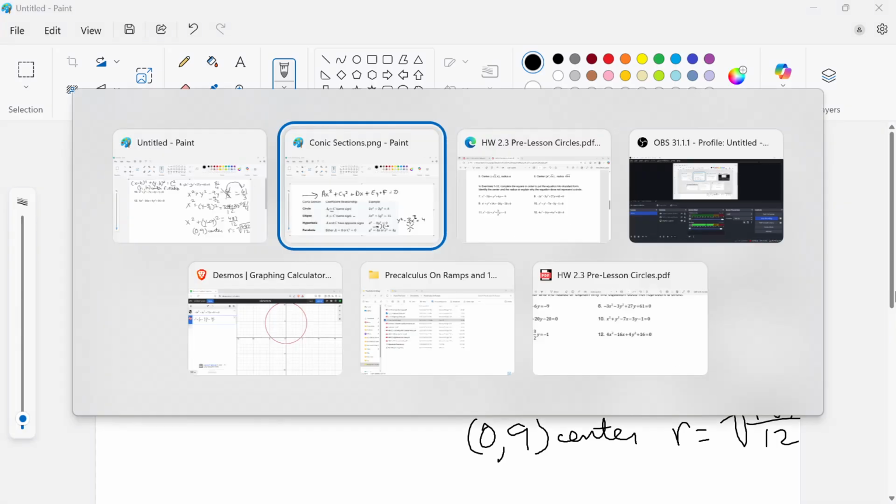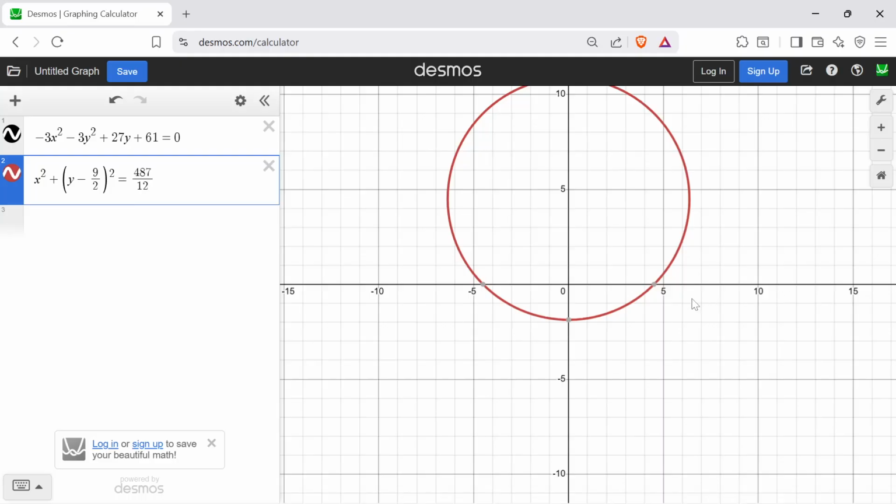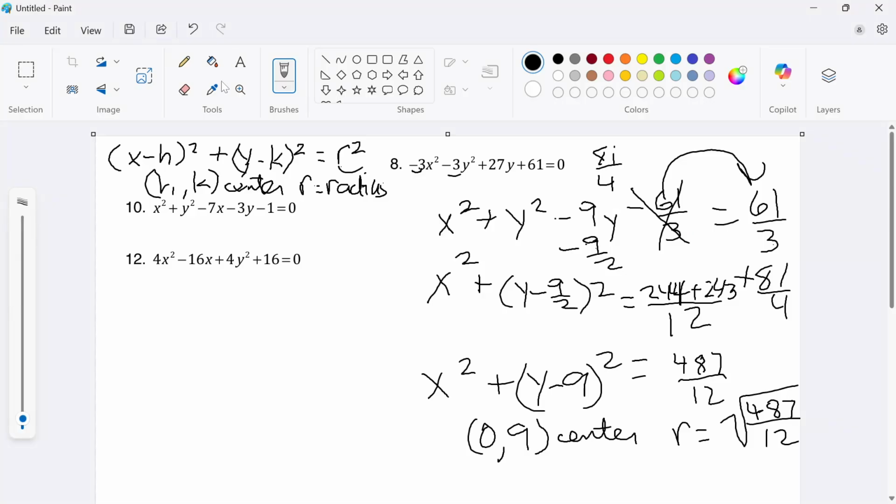Well, let me put both equations in and see if it comes out the same. Well, I've already done it. So here's the original equation. Here's the one I found. And notice, same equation. So I have completed the square successfully.